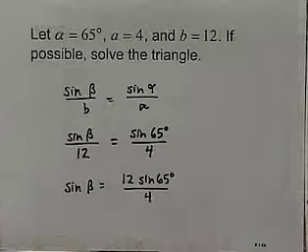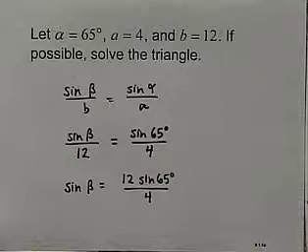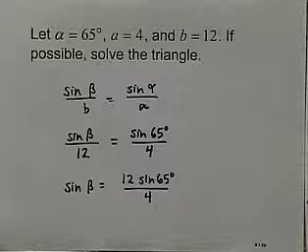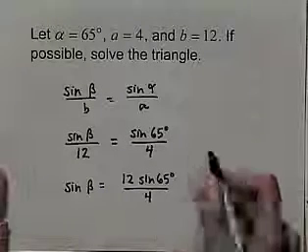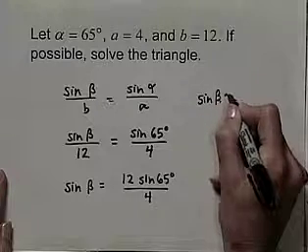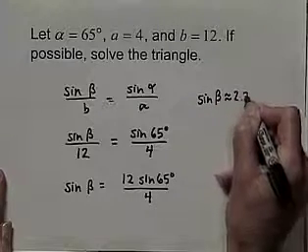Let's now use the calculator in order to come up with an approximate value for this expression on the right. We're going to have then that 12 times the sine of 65 degrees divided by 4 gives us a value of 2.7 approximately. Now let's go back to the problem and think about what that's really saying to us. We now are saying that the sine of beta is approximately equal to 2.7.